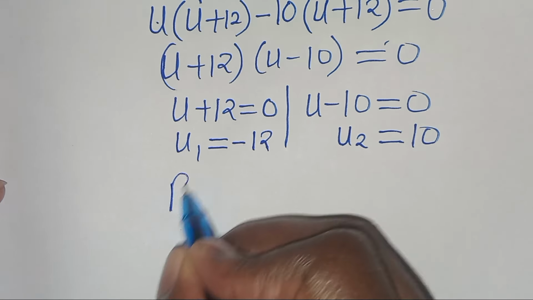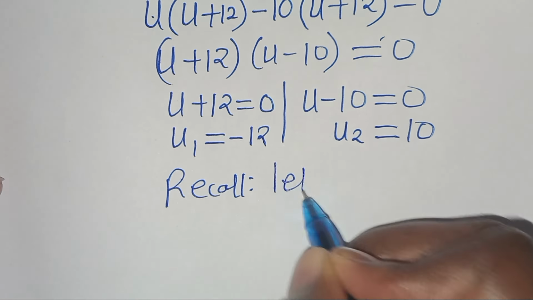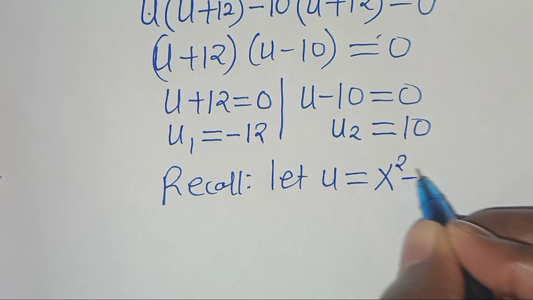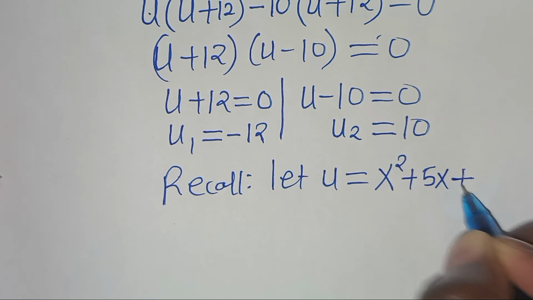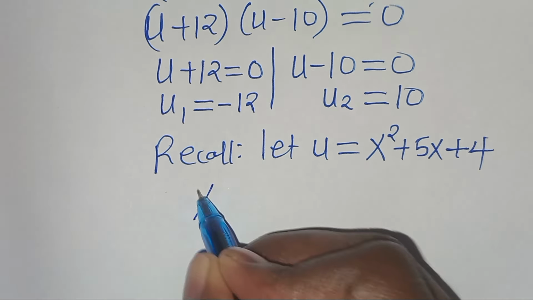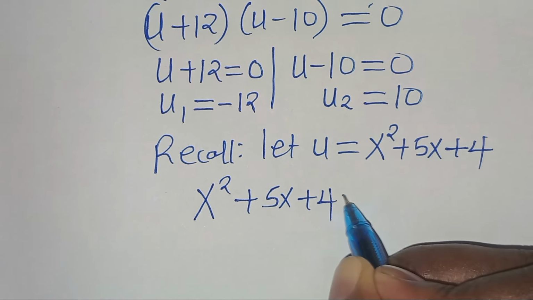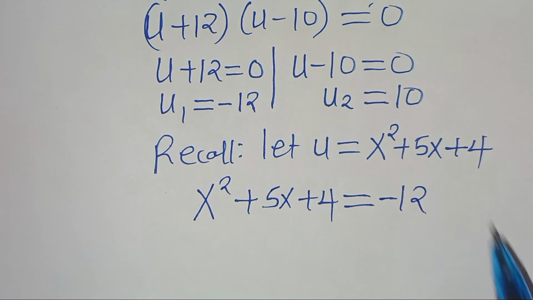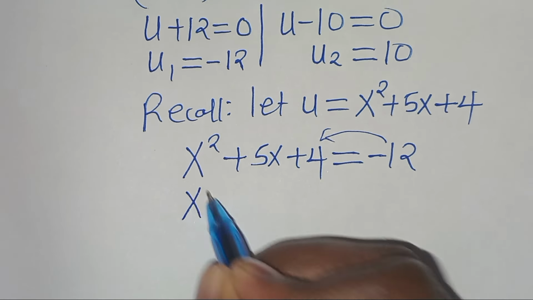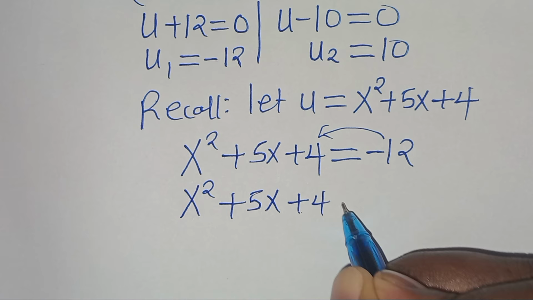Now, if you recall, we are saying that let u be equal to x squared plus 5x plus 4. So we can start with u1 here. We have x squared plus 5x plus 4. This is equal to minus 12. So let's take minus 12 to the left hand side, so that we have x squared plus 5x plus 4, then plus 12.